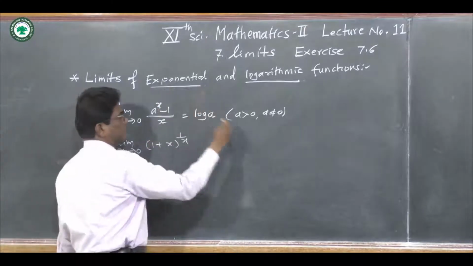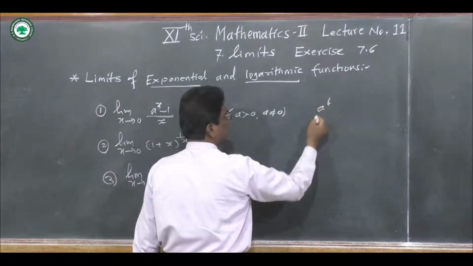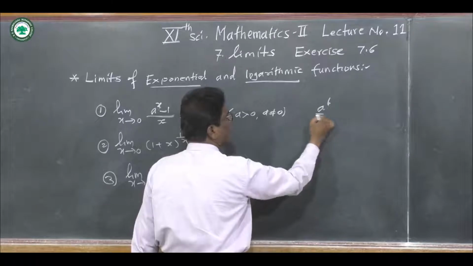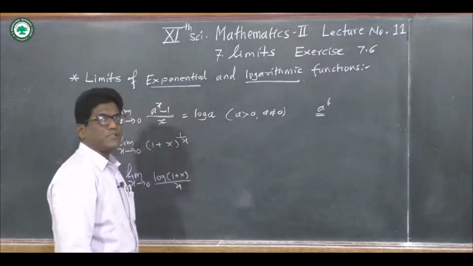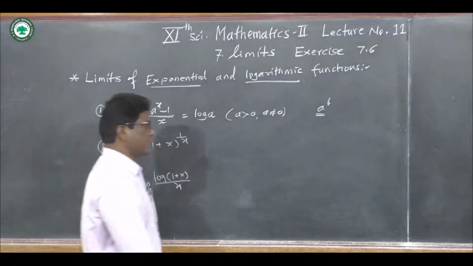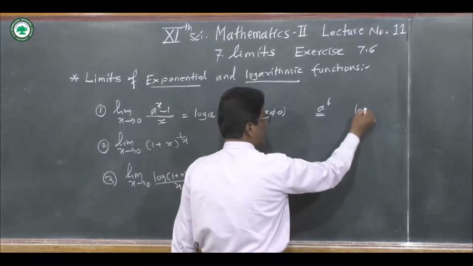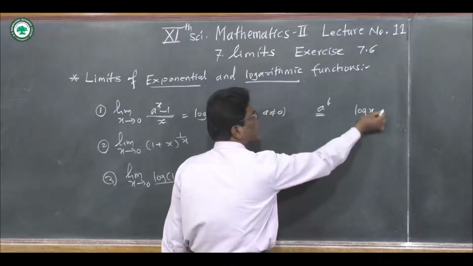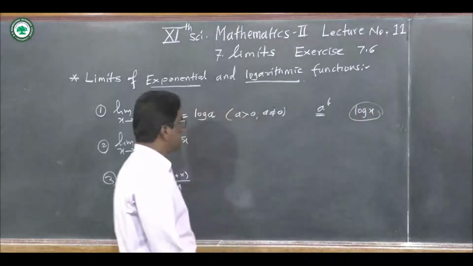Here exponential function means a to the power b. A number of the type a to the power b is called an exponential function. And logarithmic function means log of x. Log of x is nothing but the logarithmic function.